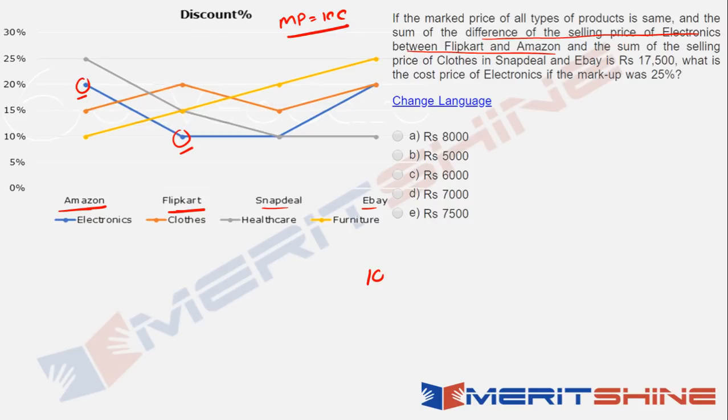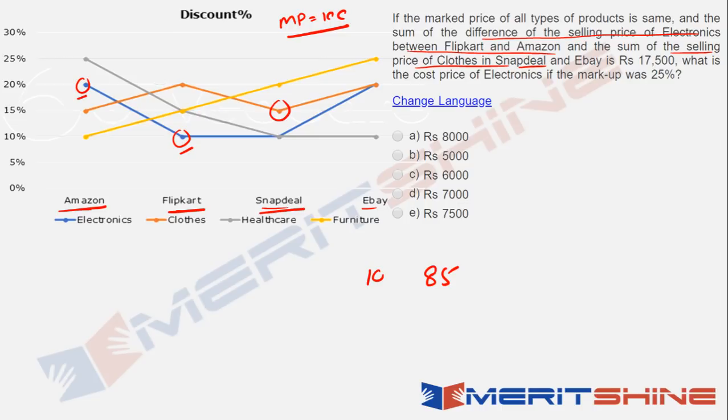And what is the second value that they want us to calculate? Sum of the selling prices of clothes in Snapdeal and eBay. Clothes in Snapdeal and eBay, this is Snapdeal. What is clothes? You have to just be a little careful with finding these things. So this is clothes in Snapdeal. This is at a discount of 15%. If the mark price is 100, the selling price would be 85.